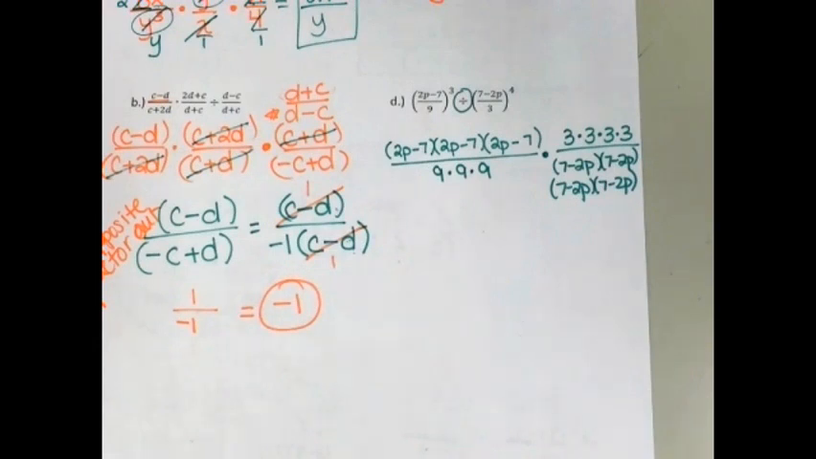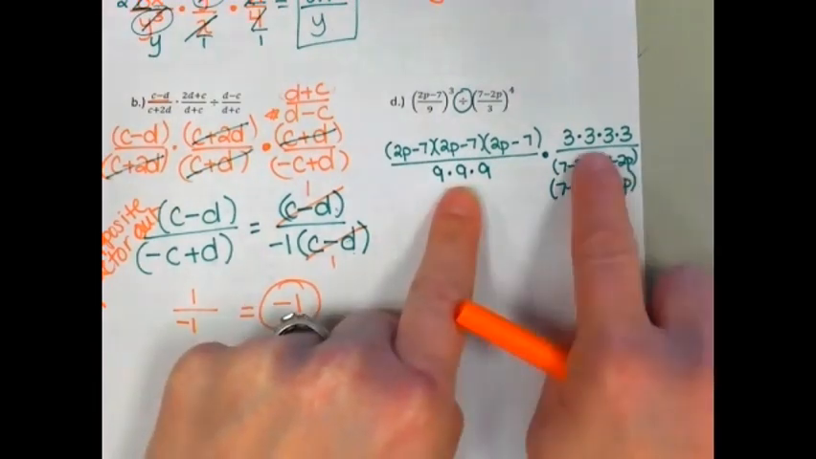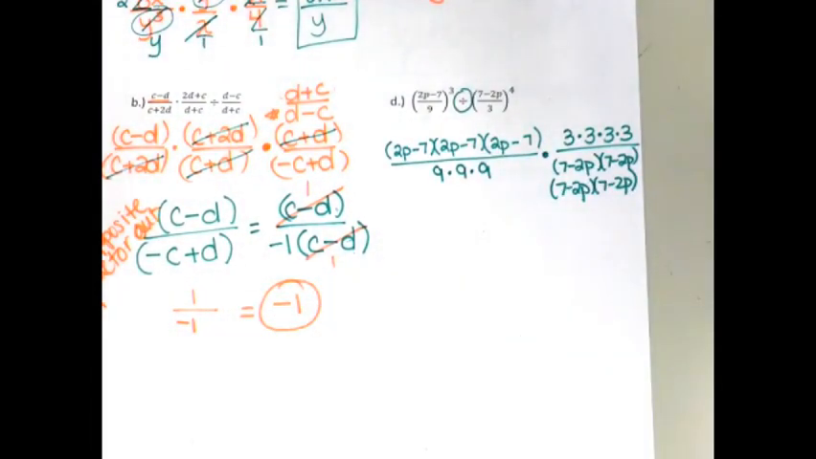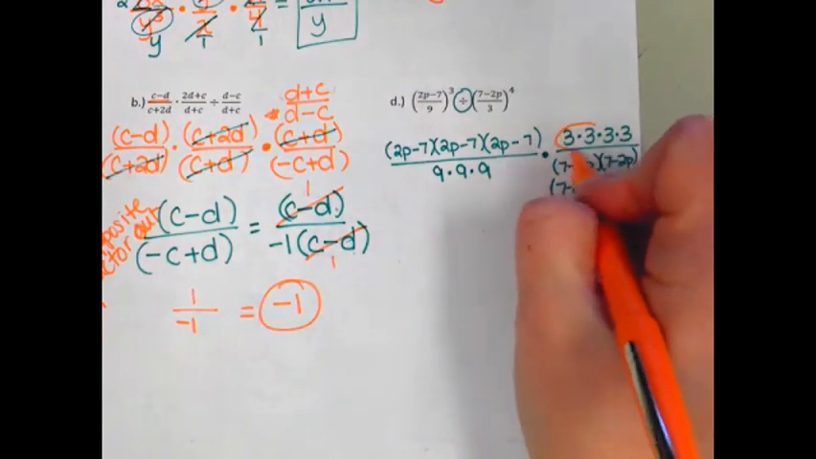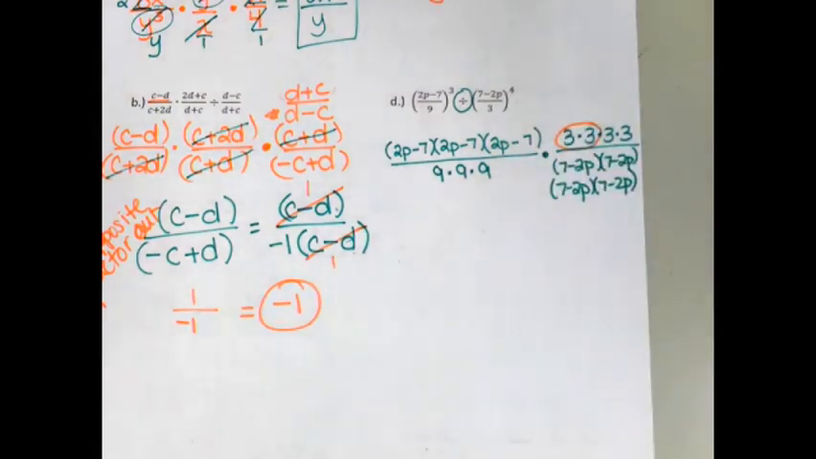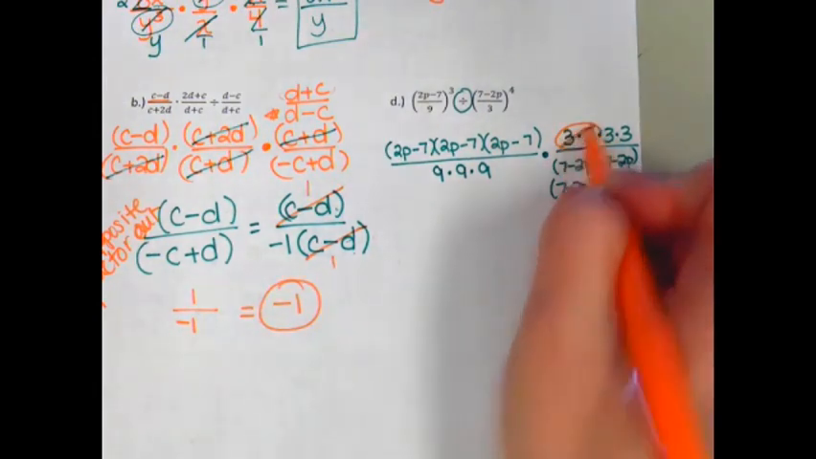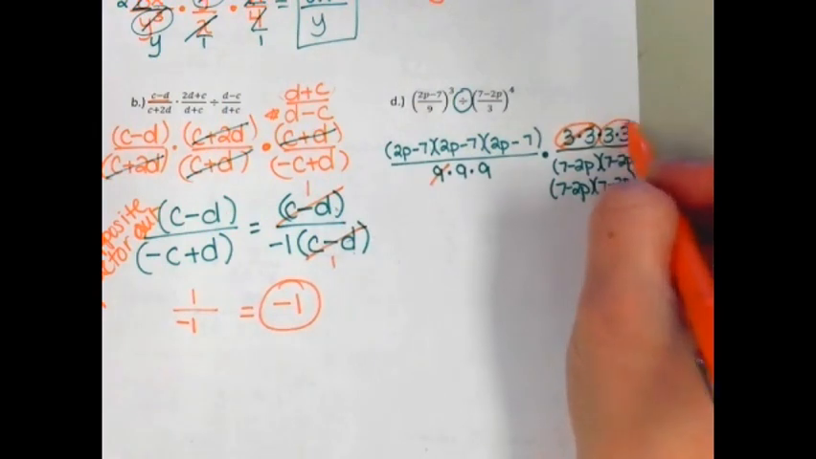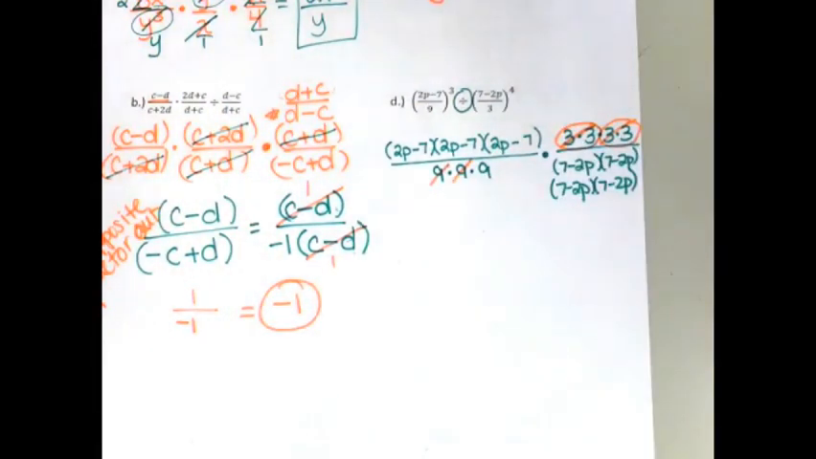Now, the reason why I didn't do 9 times 9 times 9 and 3 times 3 is because can't I just cross simplify these to make it easier? What's 3 times 3? 9. So can I cross out two 3s and one 9 at the same time? Yeah. Do you see why I didn't multiply those out? Make it easier on us?